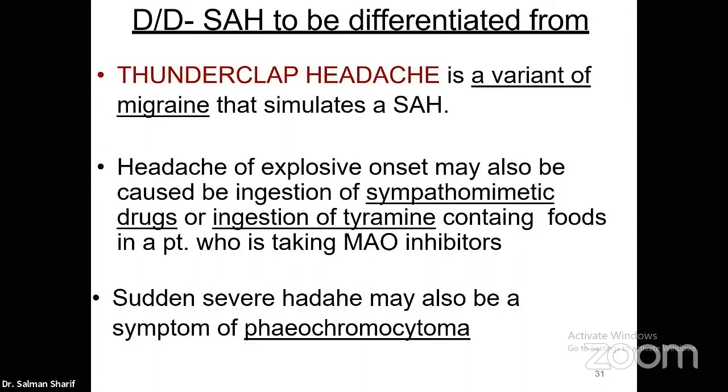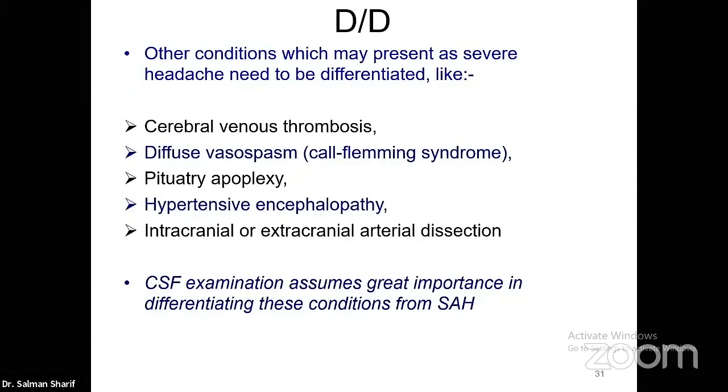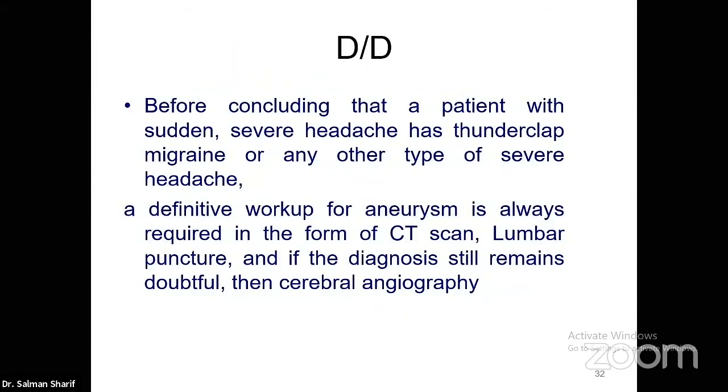Differential diagnosis. The headache is usually very severe, and sometimes it is a thunderclap headache, a variant of migraine that simulates subarachnoid hemorrhage. Similarly, a headache of explosive onset may also be caused by ingestion of sympathomimetic drugs or tyramine-containing foods in a patient who is taking MAO inhibitors. Sudden severe headache may also be a symptom of pheochromocytoma. Cerebral venous thrombosis, diffuse vasospasm, pituitary apoplexy, intracranial or extracranial dissections, and hypertensive encephalopathy are conditions that may mimic subarachnoid hemorrhage.